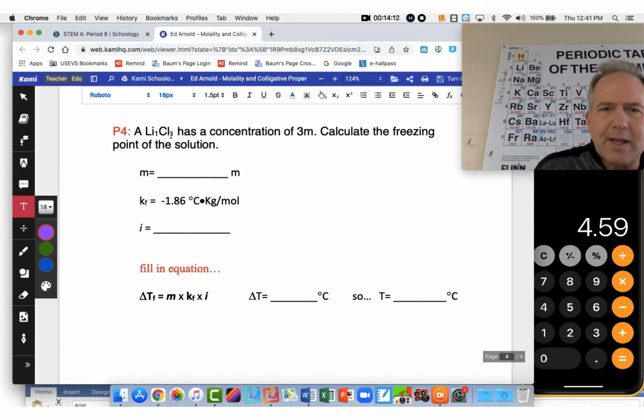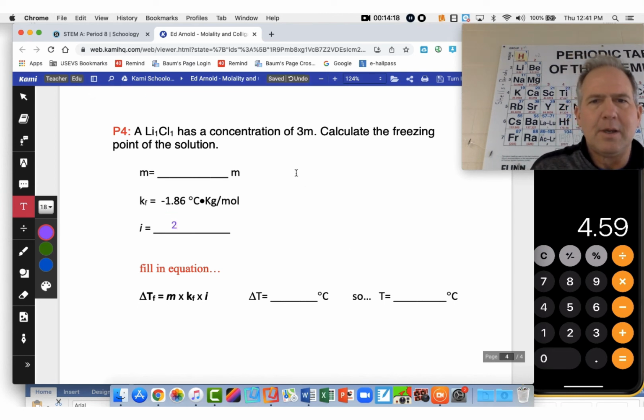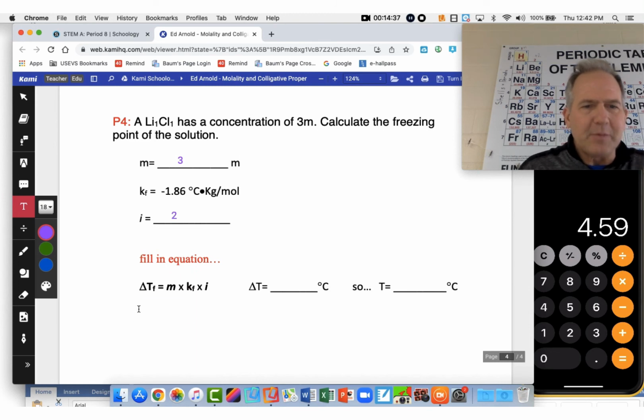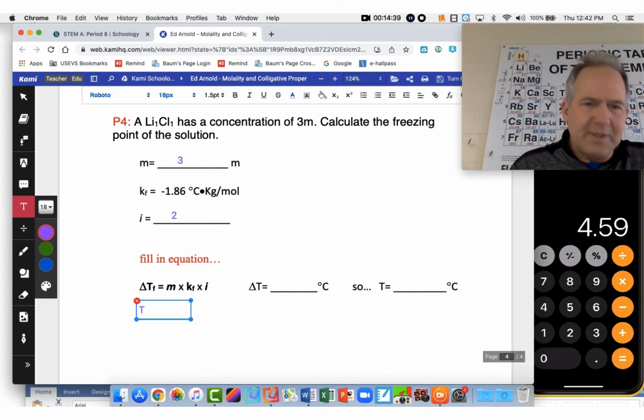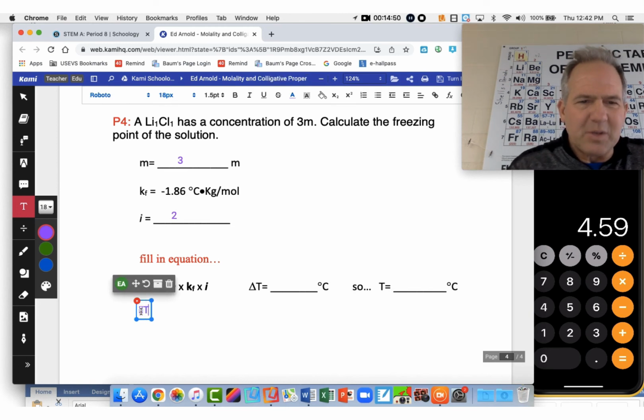You have LiCl. Ions are 2. And you have a concentration of 3m. Calculate the freezing point of the solution. Oops, I didn't put the delta T. Oh, we're solving for delta T. Never mind. Calculate the freezing point of the solution. All right, fill in this equation. So again, we don't have T, it should be delta T really there. You know what? You guys are worth it. I'm going to copy and paste that on there because you guys are worth it today. And plus it looks really neat.